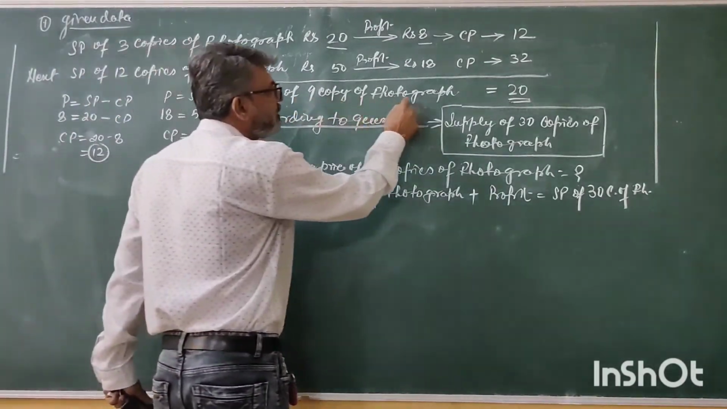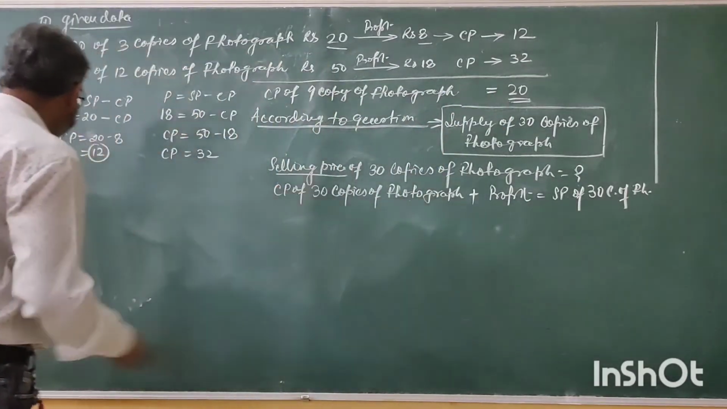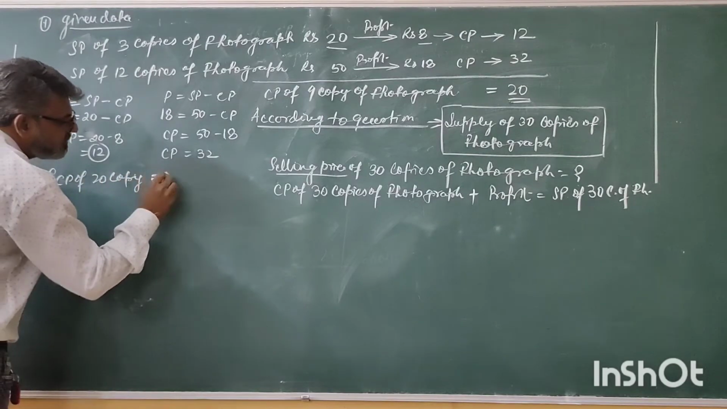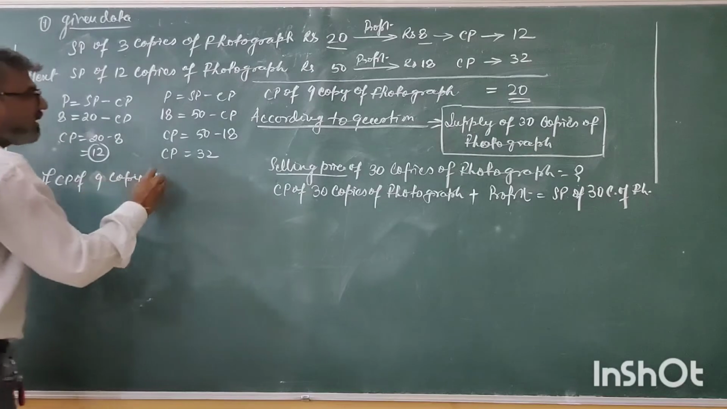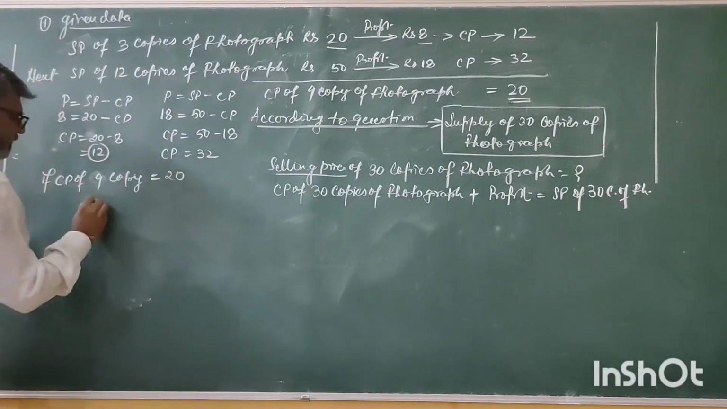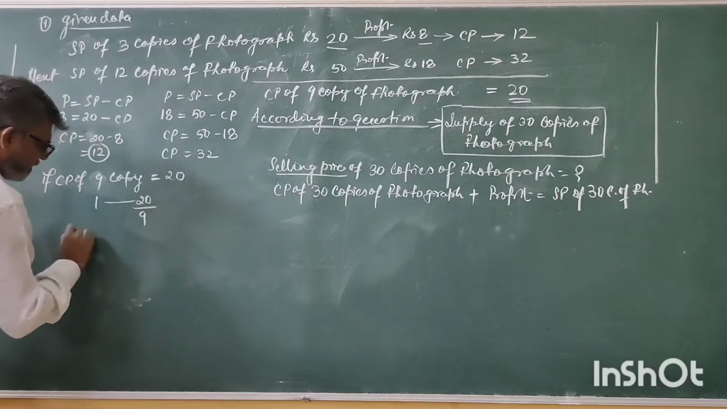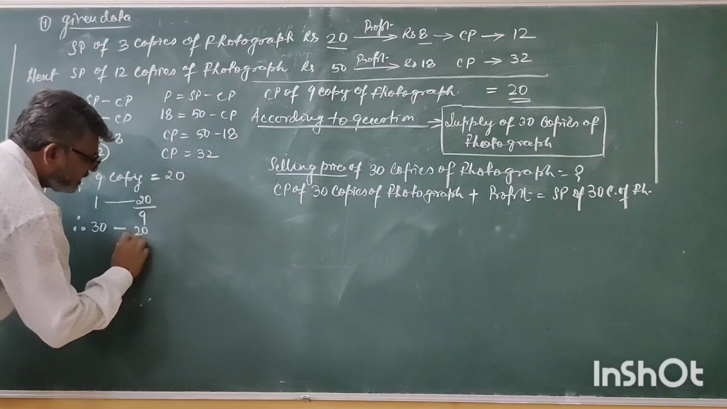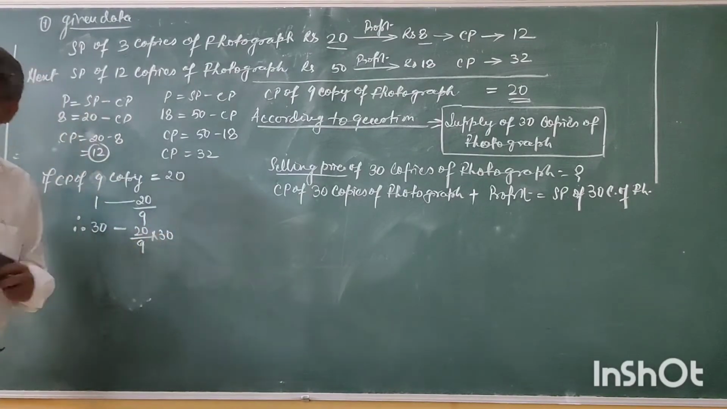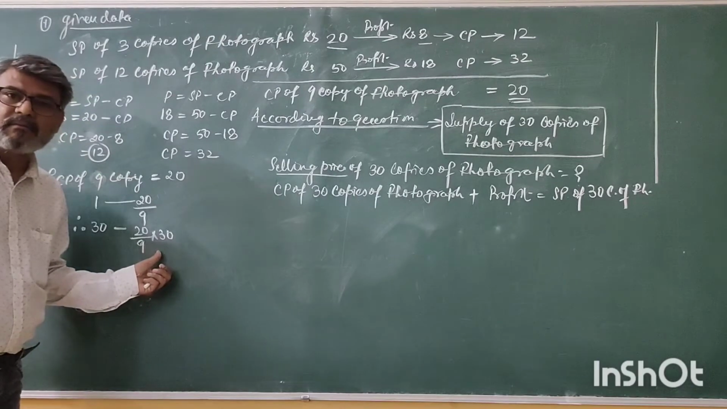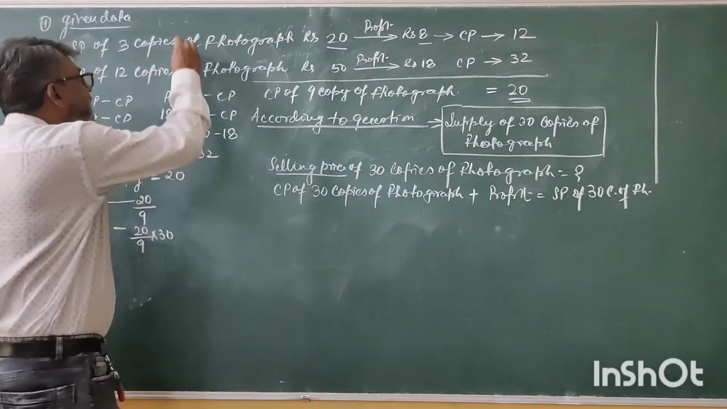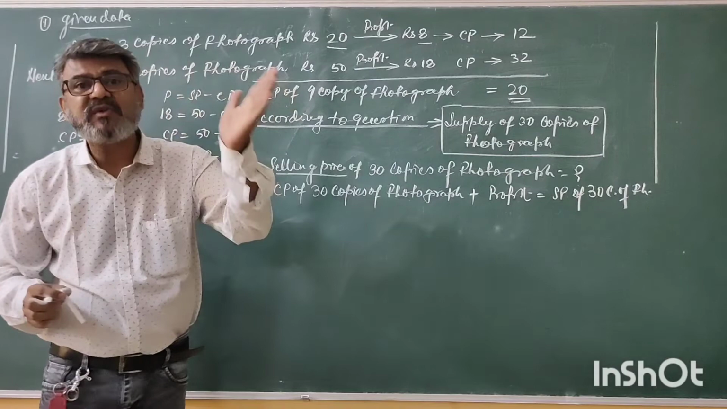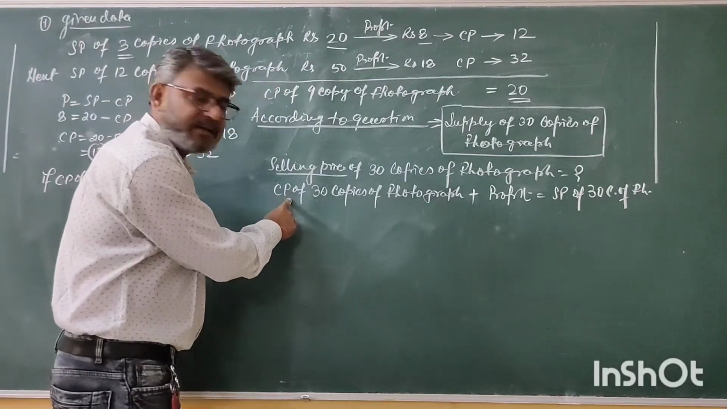The CP of 9 copies equals 20. Calculate कीजिए. If the CP of 9 copies equals 20, therefore 1 copy is 20 divided by 9. Therefore 30 copies, clear? 20 divided by 9 into 30. Is it correct or is it wrong? Yes, it is wrong because फर्स्ट 3 कॉपीज का रेट वो चेंज नहीं करेगा. फर्स्ट 3 कॉपीज के लिए रेट वो वही रखेगा. तो इसका बाइफरकेशन क्या होगा आपके?